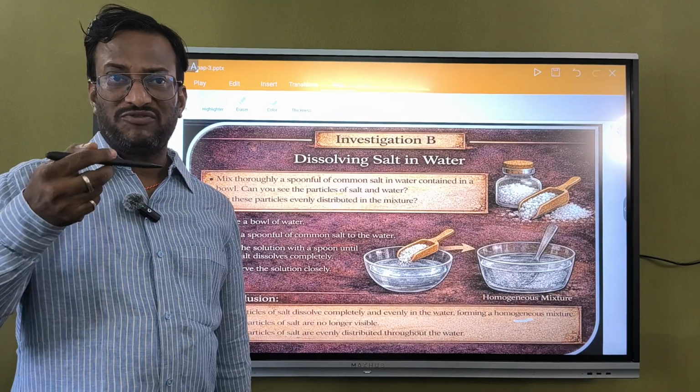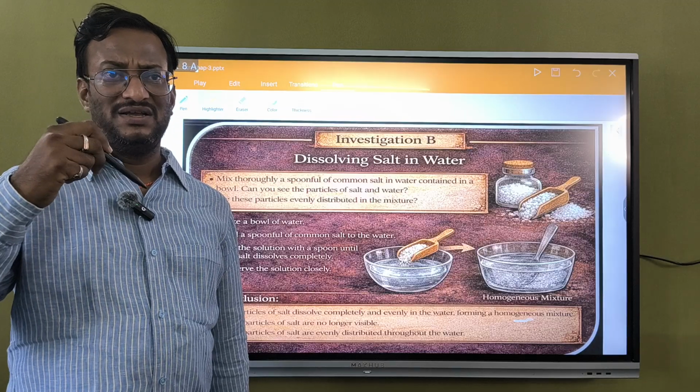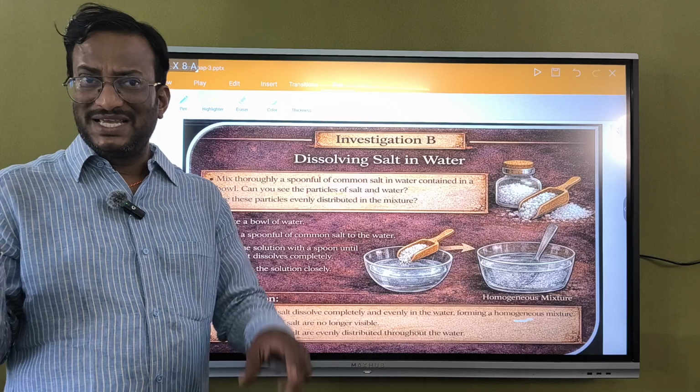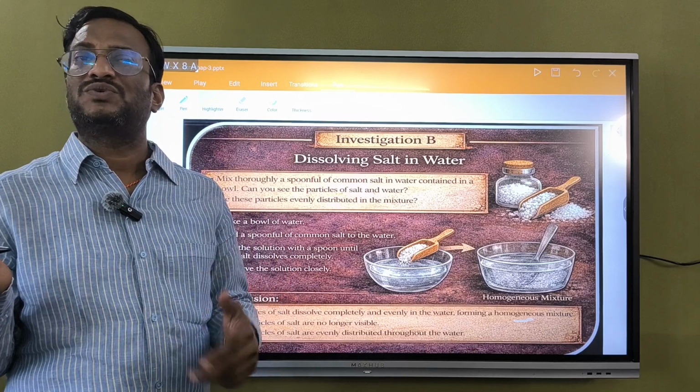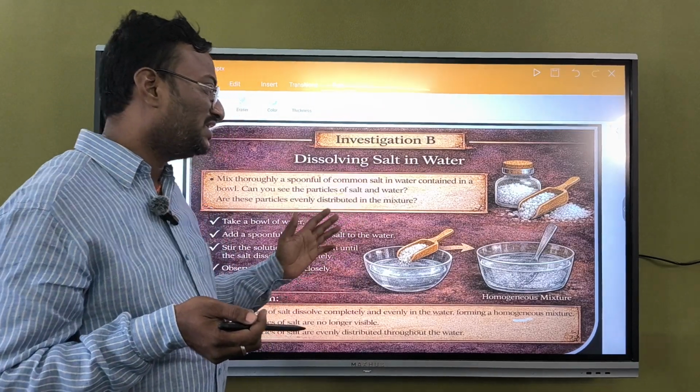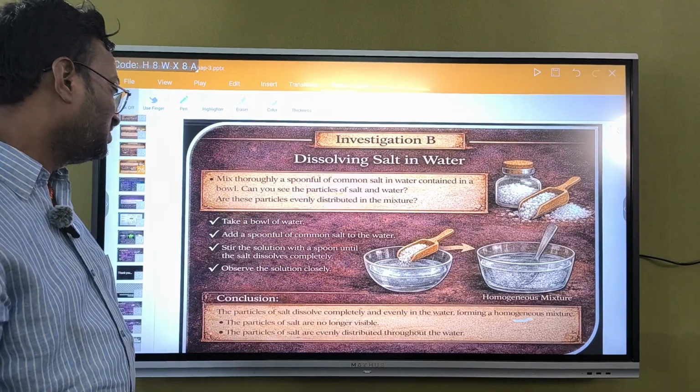If you take 1 spoon of salt water and taste it, and you take 1 more spoon of salt water and taste it, it looks the same and the taste is also the same, because it is evenly distributed all over the water. That is why it is called a homogeneous mixture.